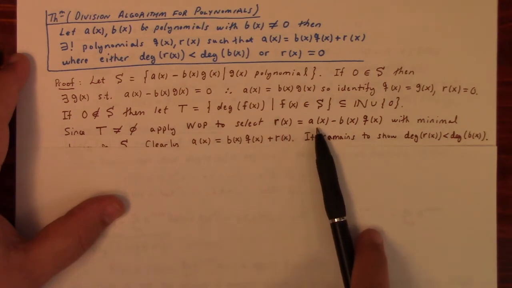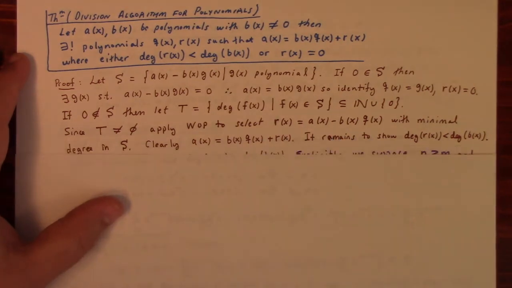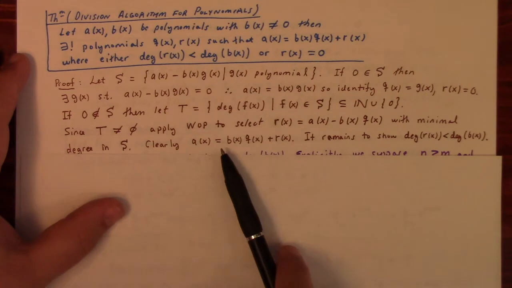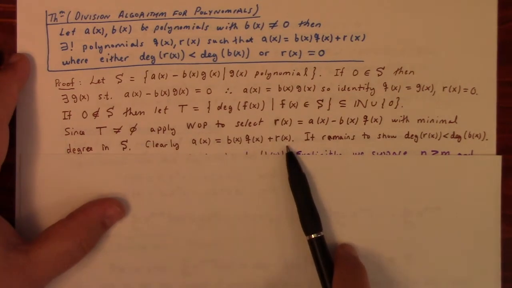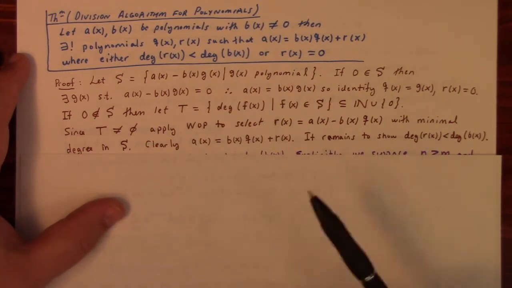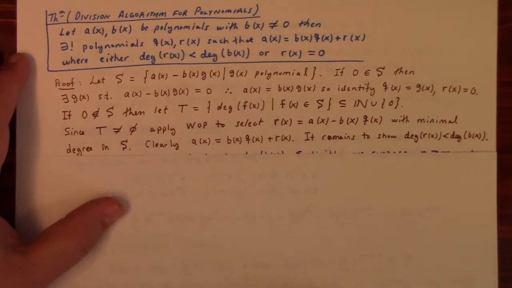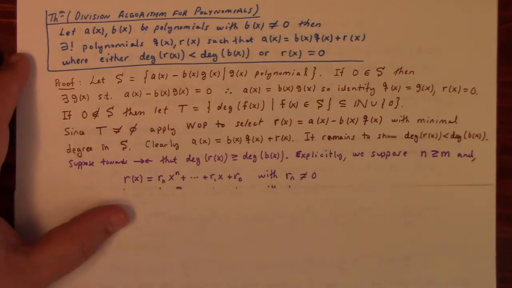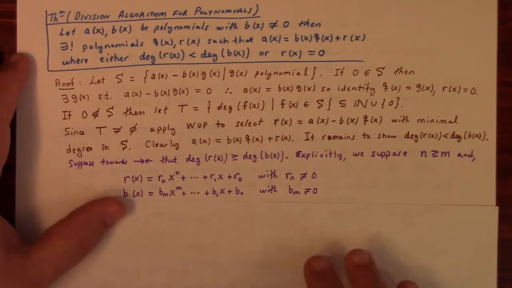R of x is equal to a of x minus b of x q of x. And so that at least fits the bill. It satisfies the right equation, right? It remains to show that the degree of the remainder is smaller than the degree of the dividing polynomial. And we use contradiction just like we did in the case of integers, right?